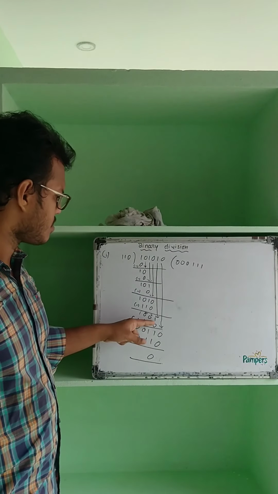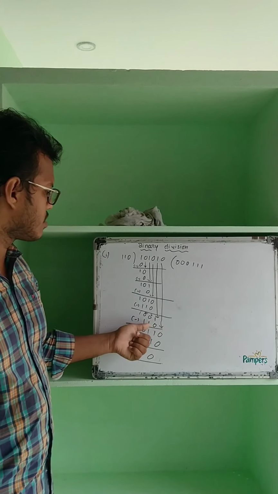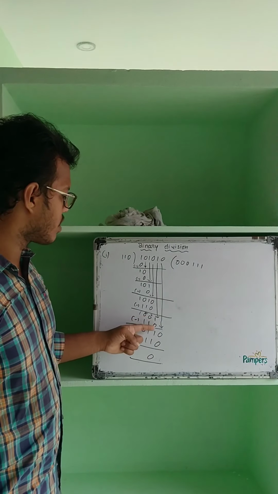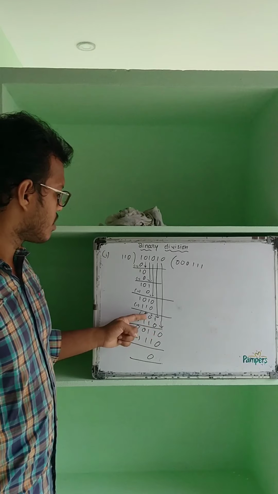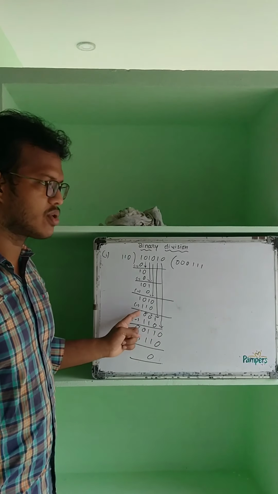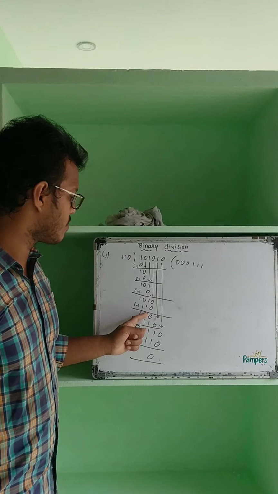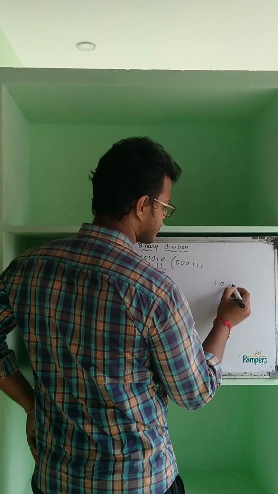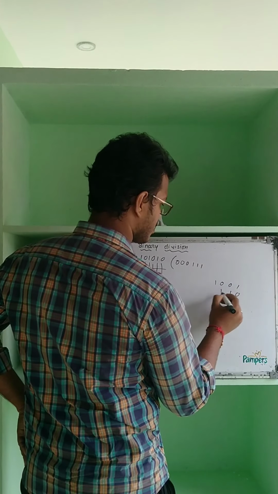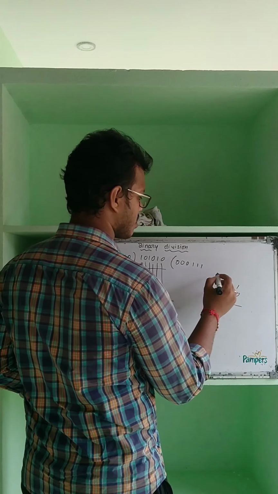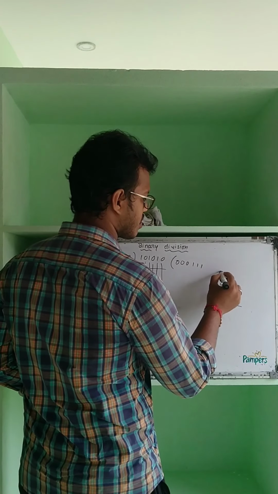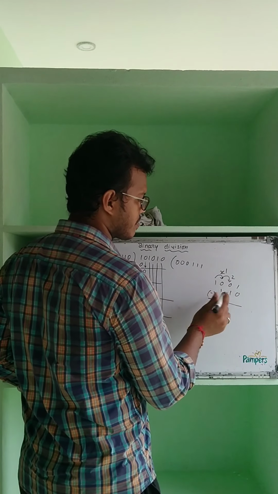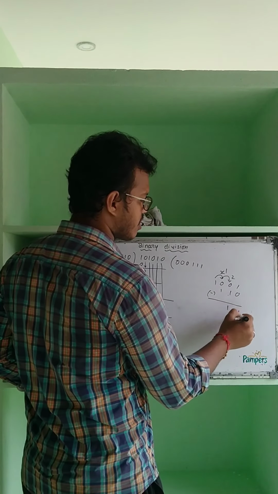Then do the binary subtraction. 1 minus 0 is 1. 0 minus 1, it's not possible. So take the borrow from the next digit. If you take the borrow from the next digit, it is going to be 2. So take the 2 from here, then this is 1. So 2 minus 1 is 1.